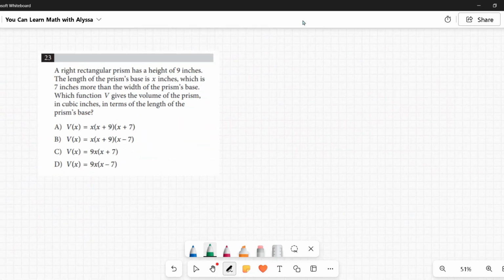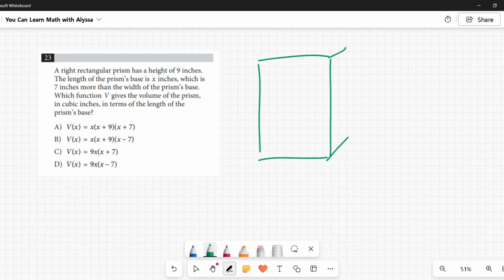Number 23. A right rectangular prism has a height of 9 inches. All right, I'm going to draw a right rectangular prism. When it says a right prism, that just means it's a standard prism, with these sides coming down and forming right angles. And up at the top, it's a right angle as well. That's all it means. It's just the standard sort of prism that you've learned your formulas for.